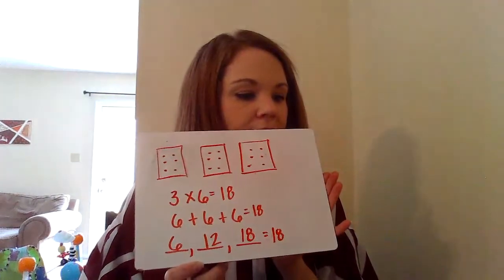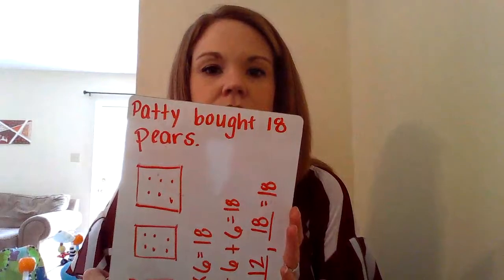So we have 6 plus 6, a double 6, and I get 12. I'm going to write that on my line. And if I have 12 and I add 6 more, I'm going to get 18. So that's quite a few ways to do it. So they're all equaling 18. And then it says how many pears did Patty buy. So I'm going to write my real answer nicely in a sentence. Patty bought 18 pears with a period at the end.